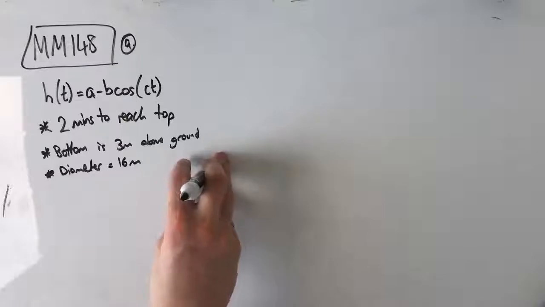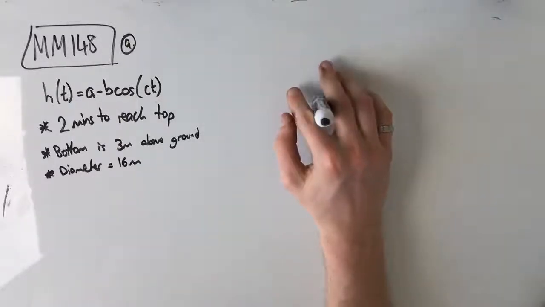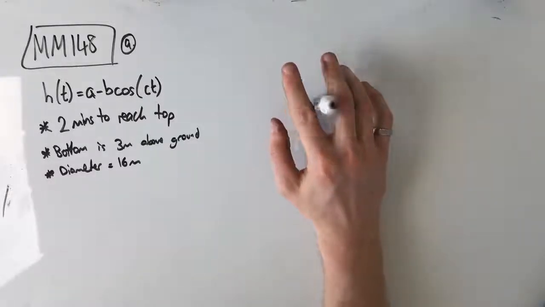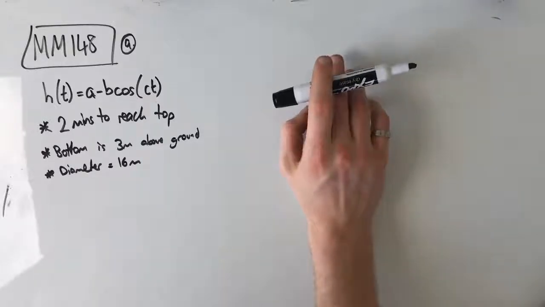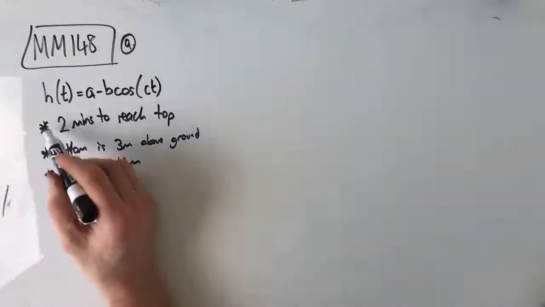Let's go through it. While Zoe and Jessica are riding a Ferris wheel, they realise that as the wheel spins, the height of their carriage above ground level, h meters, t minutes after the ride starts, can be modelled by the function h of t equals a take b cos of ct. Once the ride starts, it takes the girls 2 minutes to reach the top. So that's very, very important.